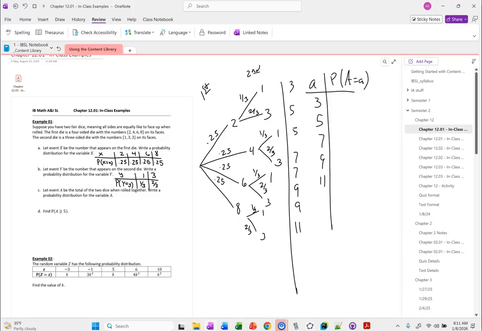Everybody's okay with how I found the values for A? No? Again, A is the sum, so I'm just figuring out the numbers that come up on the dice, so I'm just adding them together and looking at the different possibilities. I got some repeats, and that's okay. Not a big deal, right?